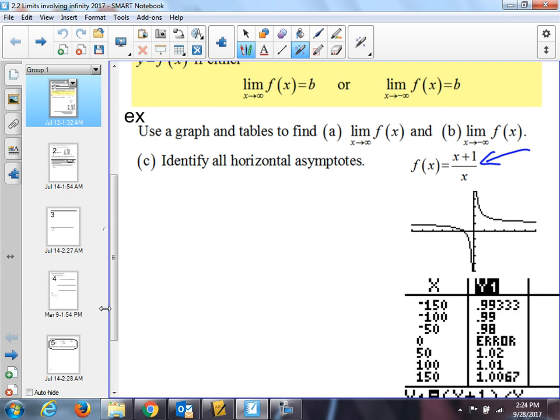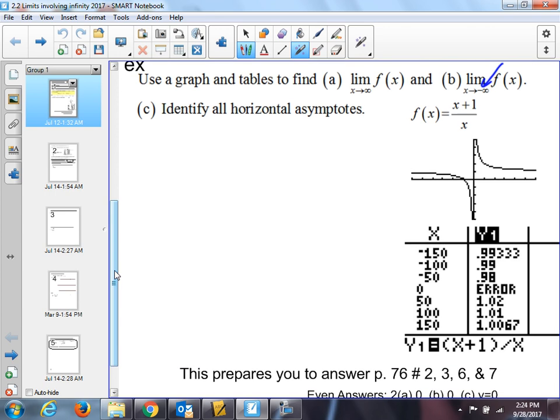Now, use a graph and tables to find the limit as x approaches infinity of the function and negative infinity for that function, and identify all horizontal asymptotes. Now, we know the vertical one is 0, by the way, right? You just look at the denominator. What does it look like here?